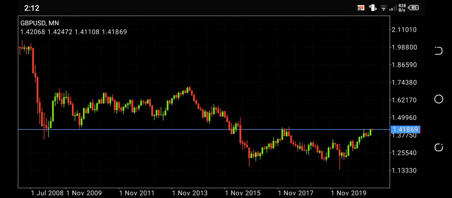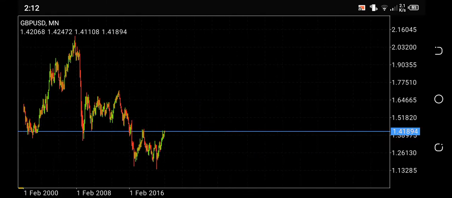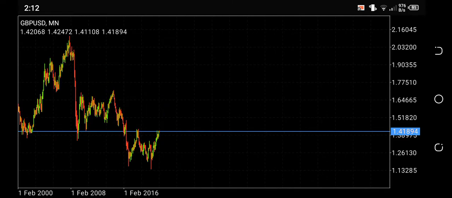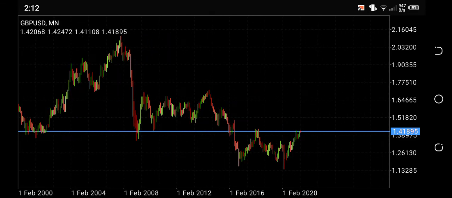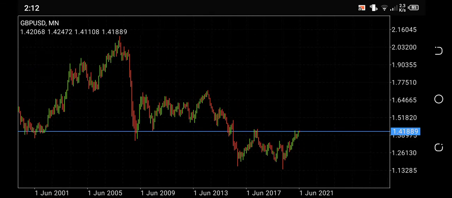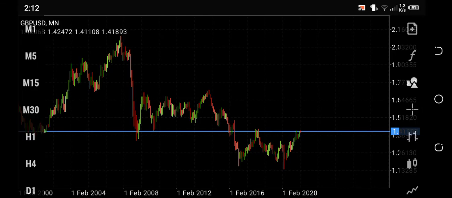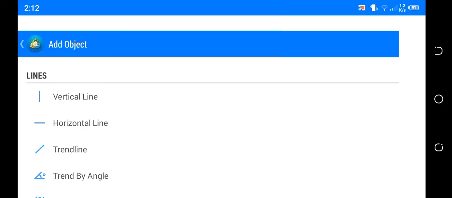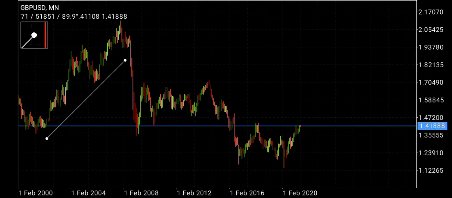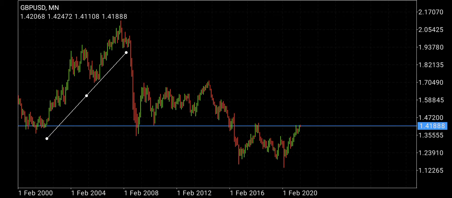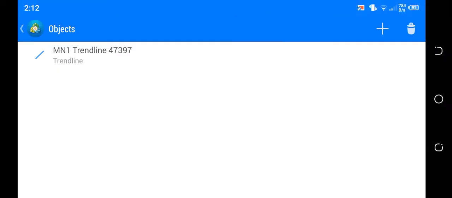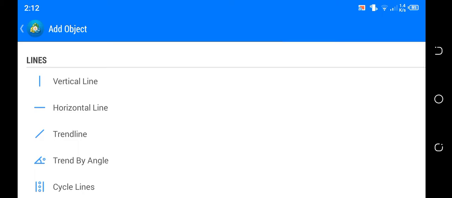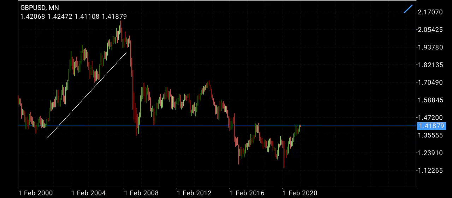Open the monthly time frame, zoom out, and see the whole bigger direction. Then you can identify patterns. Just click on this, take this trend line, and consolidate this. Again, click on the plus icon, take the trend line, and just add it here. That's an ascending trend line.